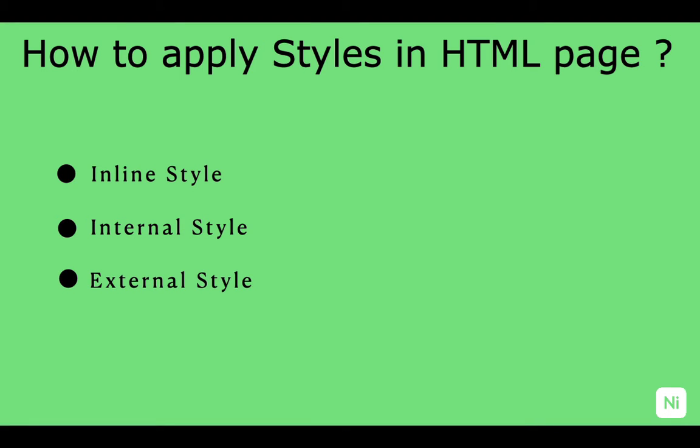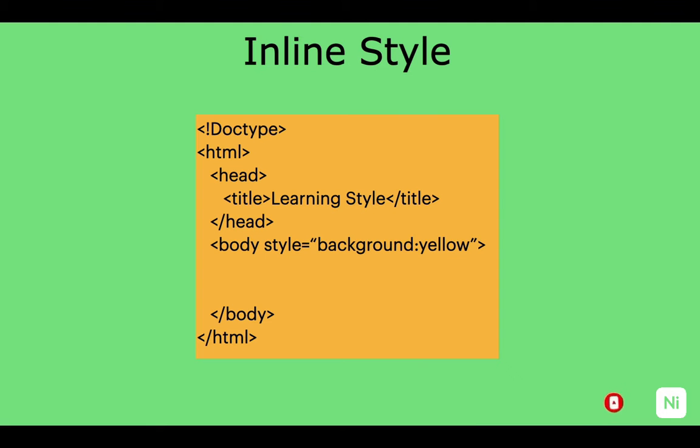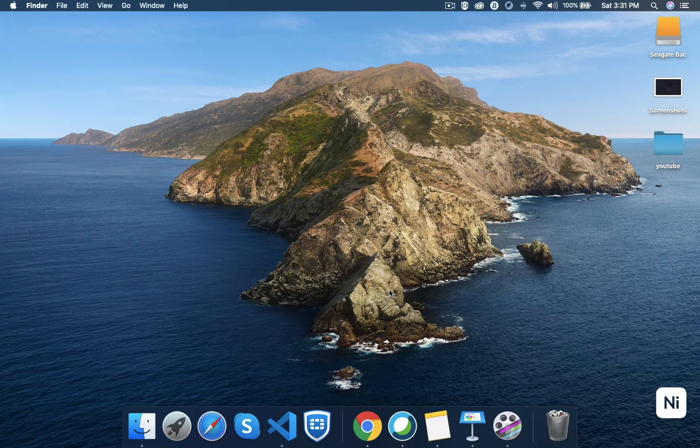Hello friends, in this video I am going to show you how to apply styles in HTML page. There are three different ways of applying styles in HTML: inline style, internal style and external style. When we write inline style, we write the CSS in the HTML file directly inside an element tag using the style attribute. Let's see the live example.